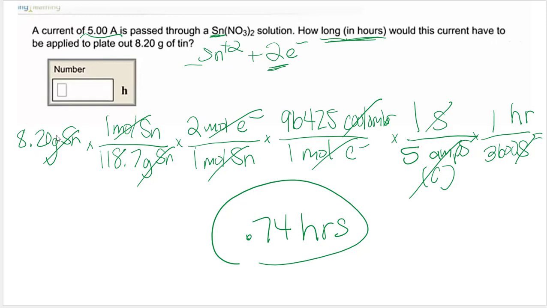And again, I just started with my grams. I went grams to moles, moles to moles of electrons, seeing how many electrons were used in this equation to balance. And then using our Faraday's law, so I had electrons down here for coulombs, and then our amps, and then seconds to hours.